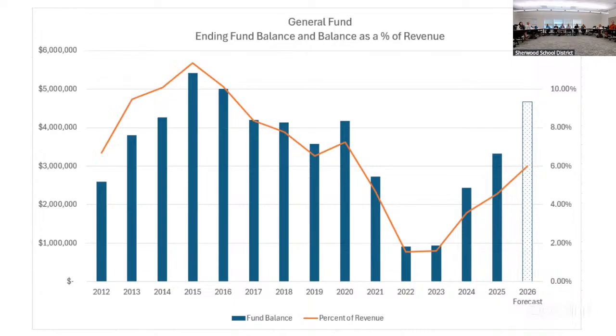I probably should have started with this, but for the folks watching at home, the blue bars are the fund balance, our actual fund balance over a 15-year period. The orange line is fund balance as a percentage of our revenue. So there are two different measures of a similar idea, and I think it's important to know what those are about.